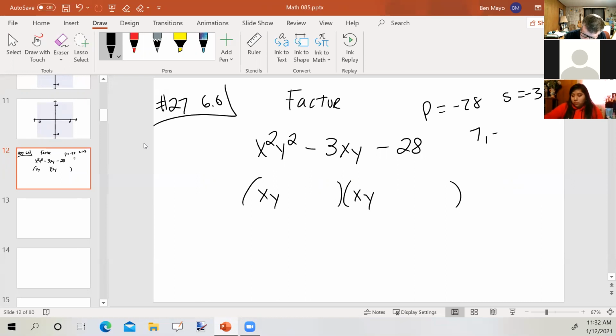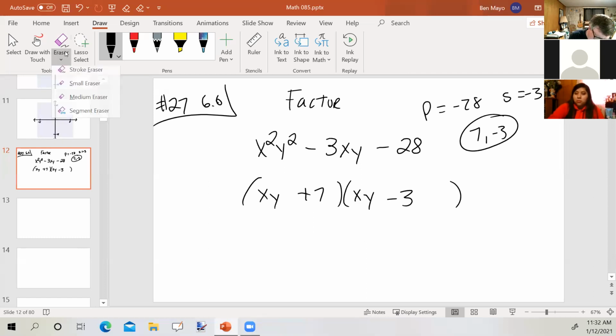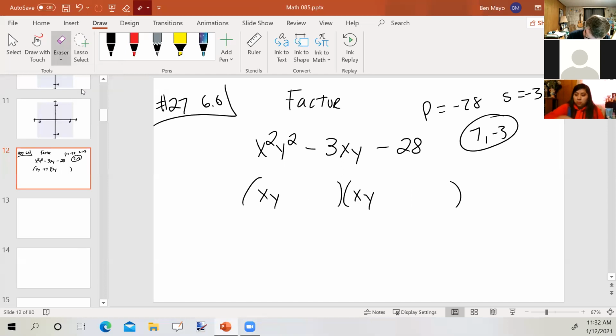So how about 7 and negative 3? So plus 7 minus 3, that gives us, oh, wait a minute. That gives us plus 4. That's not right at all, is it? Oh, okay, let's go back and see what's going on there. Yeah, that gives us plus 28 or minus 28, but it gives us plus 4, doesn't it? Hold everything. Okay.